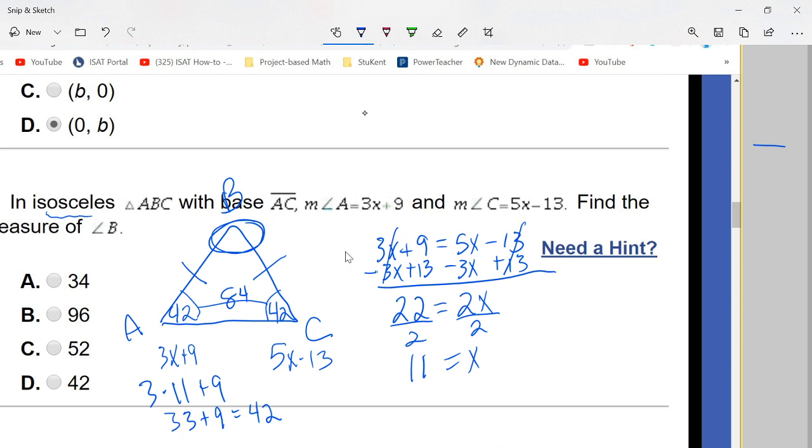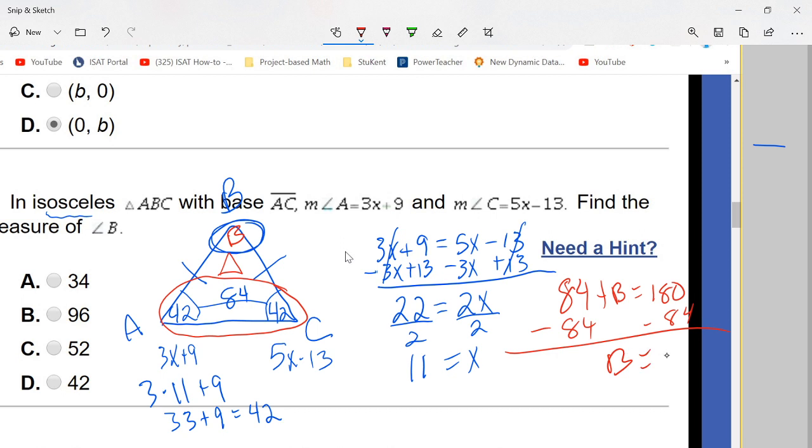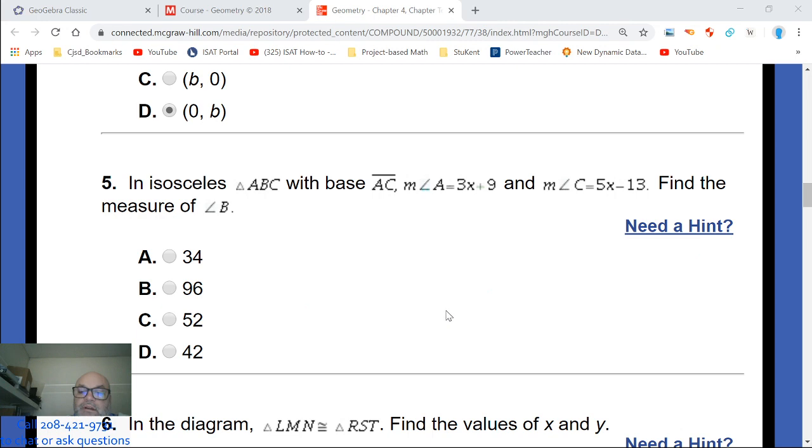How am I going to figure out this last part up here? Think about that for a minute. These two are 84. So how am I going to get that last one figured out? Together, they should form 180, right? So if we call that B, I know 84 plus B equals 180. I take away the 84 from both sides. Get B equals 96. Some kids would just pick B because that's one right there, right? I'm kind of that way myself sometimes.